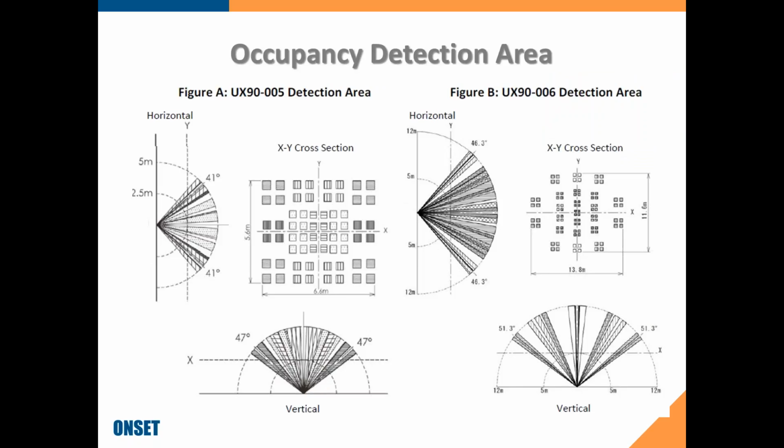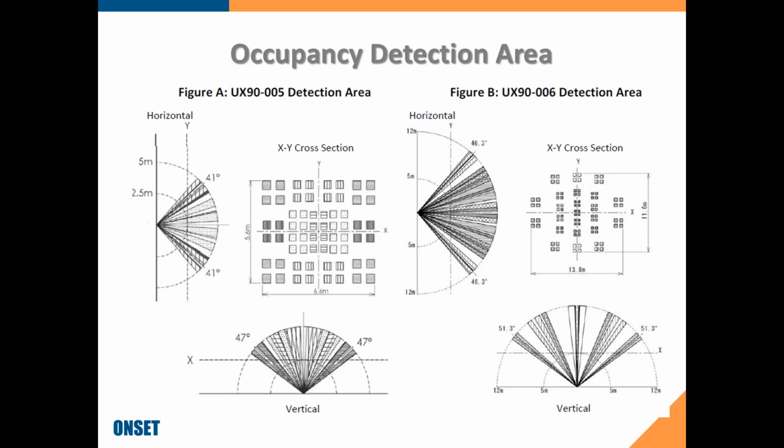Different detection areas here. The UX90-005, in layman's terms, is designed for small rooms with a 5-meter pattern, as you can see here. And the UX90-006 is designed for large rooms with a 12-meter pattern. And again, it can be mounted horizontally or vertically.